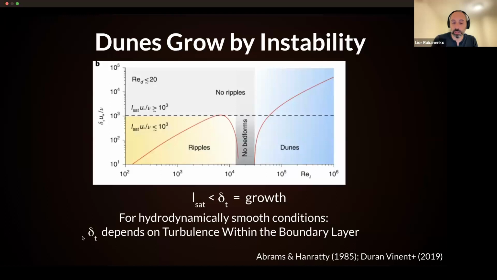In those experiments they found that for specific conditions, there's a range where no bed forms can grow. Basically, this instability that I've just mentioned stops. So if those subaqueous ripples and potentially large Mars ripples are formed by the same hydrodynamic instability, they should stop growing where these experiments predict, because delta T just becomes larger than the saturation length, which implies no growth.